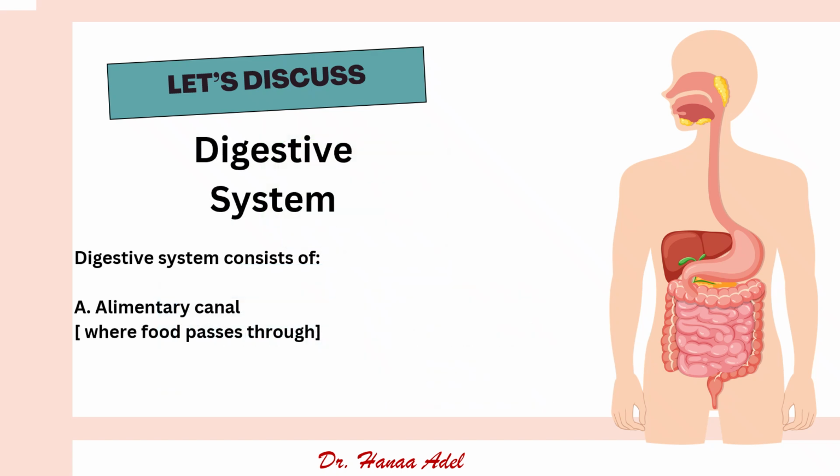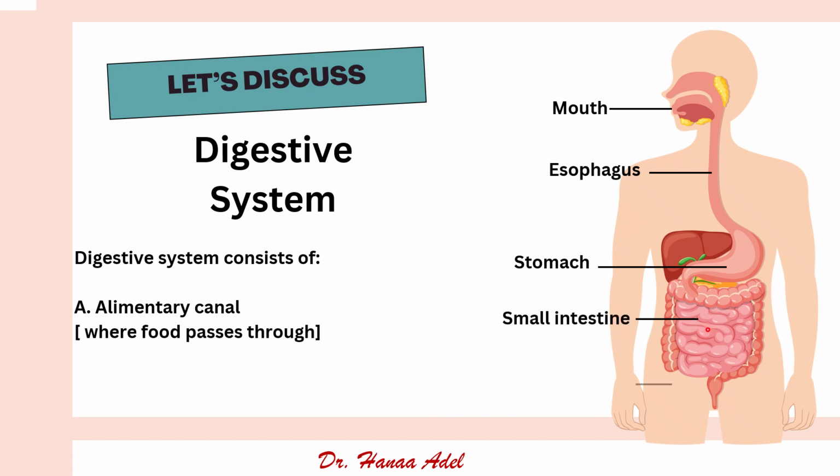Starting with the alimentary canal. The alimentary canal is where food passes through, starting with the mouth, then the esophagus, then the stomach, the small intestine, and finally the large intestine.